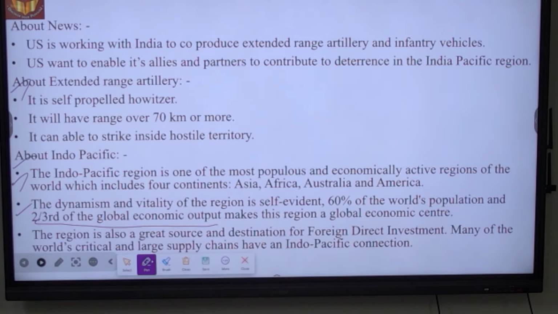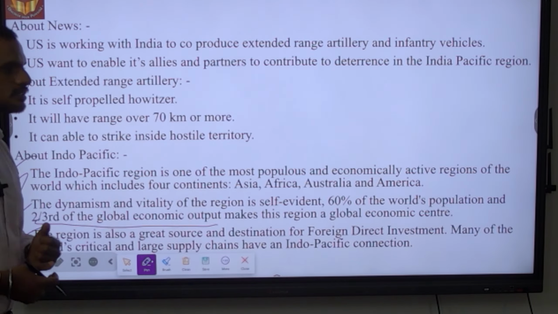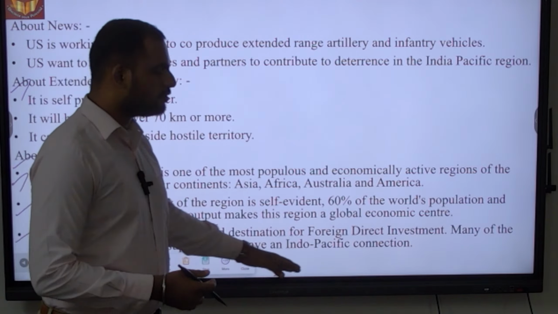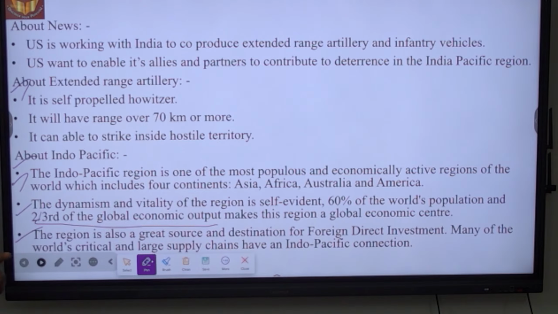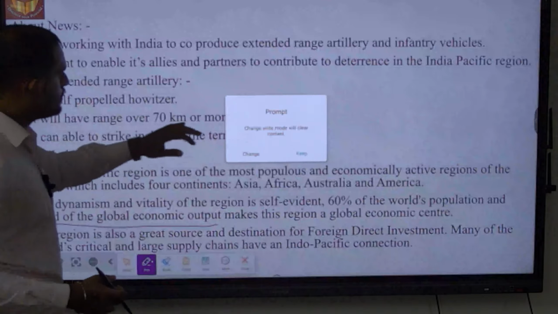The region is also a great source and destination for foreign direct investment. Many of the world's critical as well as large supply chains have been concentrated in the Indo-Pacific region only. The supply chain as well as the source for FDI and the global economic output and the mineral resources.